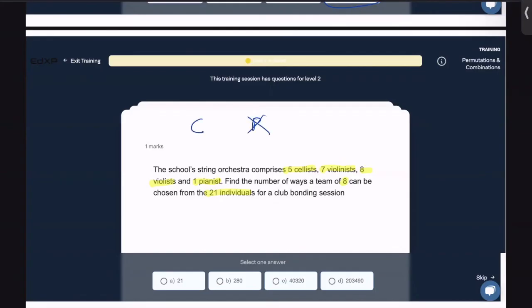We have a total of 21 musicians over here, and we want to form a team of 8, so that will be 21 choose 8 for a club bonding session. That will be 203490. So the answer is D.